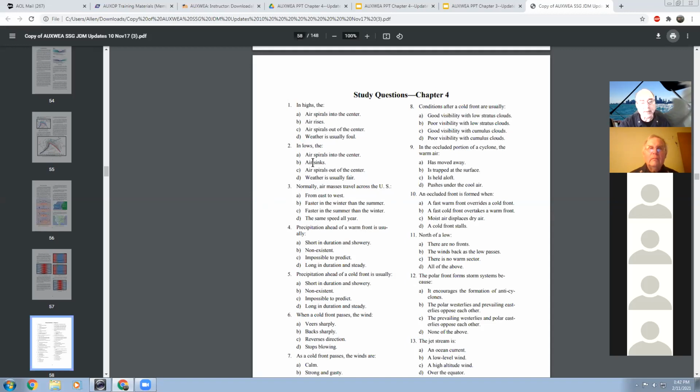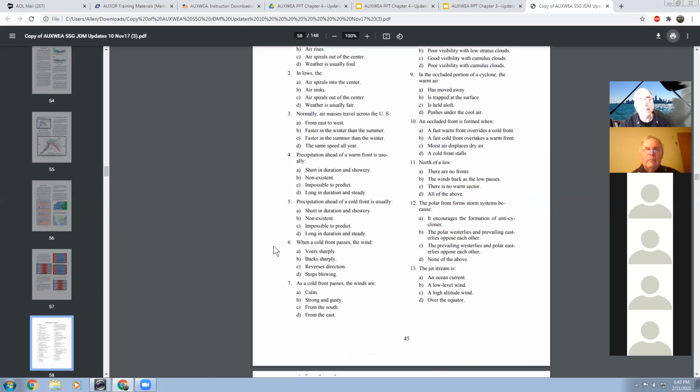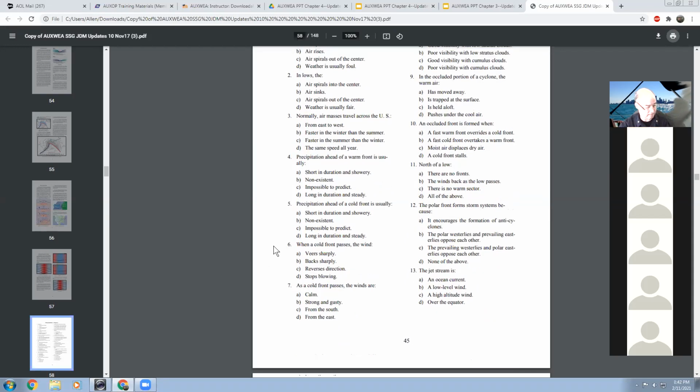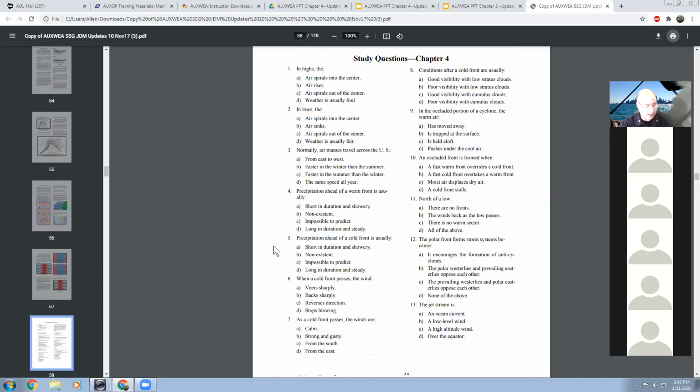Excellent. Amanda McAllister, number 4, precipitation ahead of the warm front is usually long in duration and steady. Correct. Number 5, Anita Lutkus, precipitation ahead of a cold front is usually short in duration and showery. A is correct. Well done.